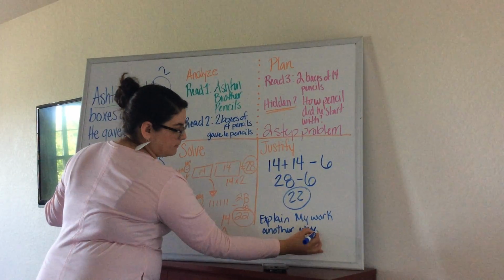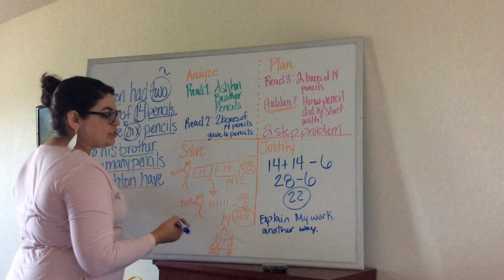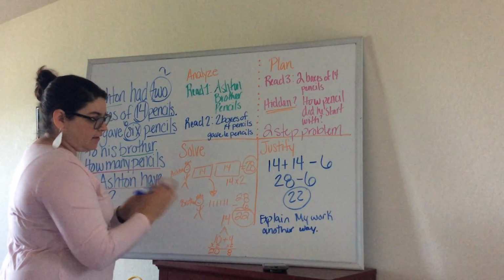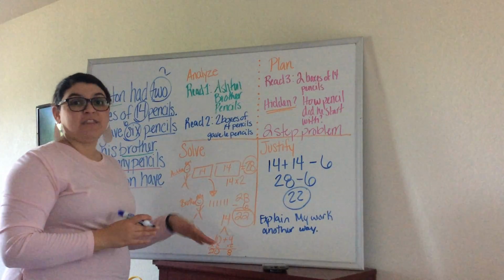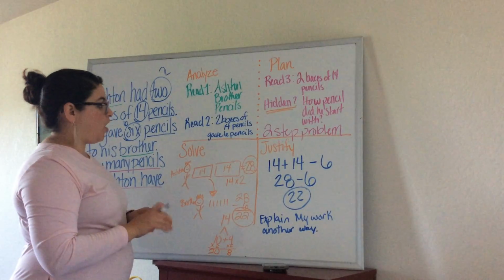So if I explain my work another way, I just justified my work to show that I got the same thing. But what happens if I got 2 different answers? Then that reminds me that I did something wrong.